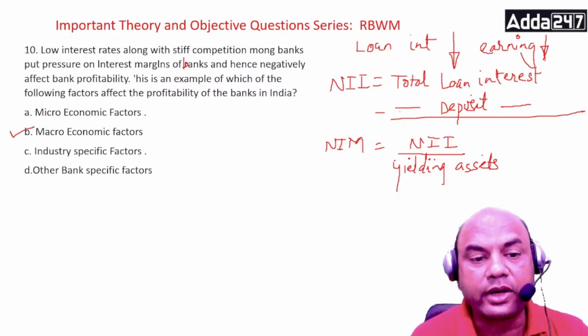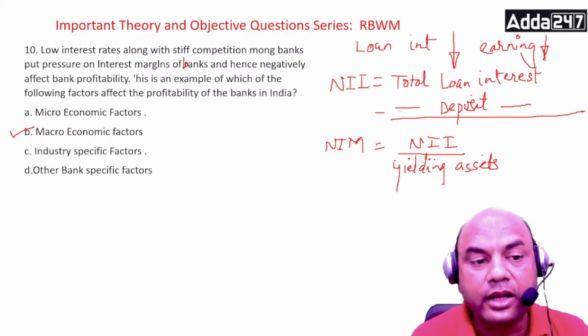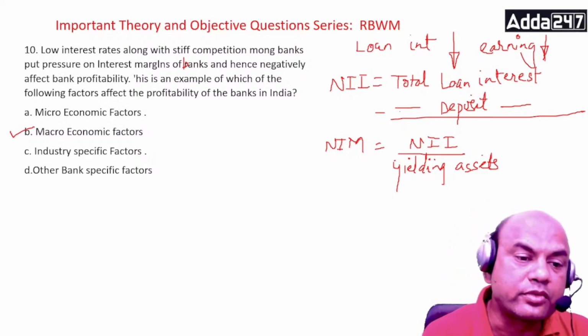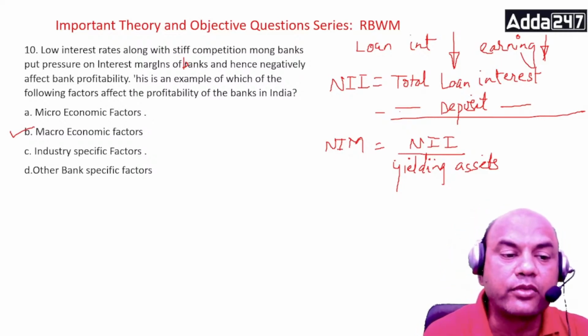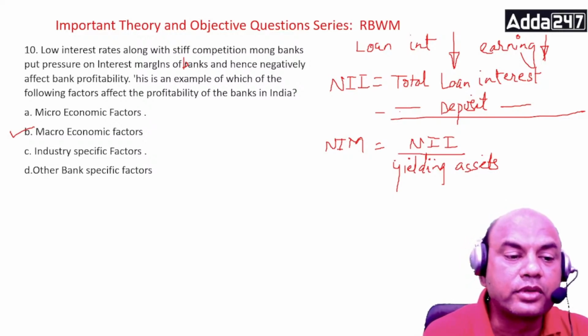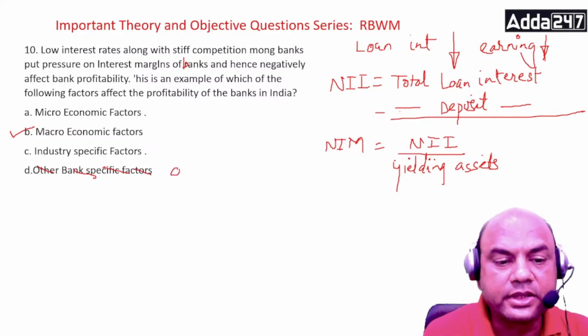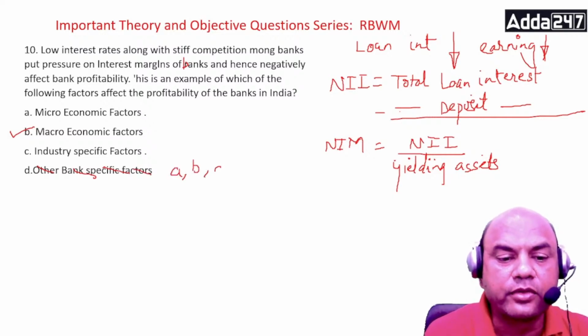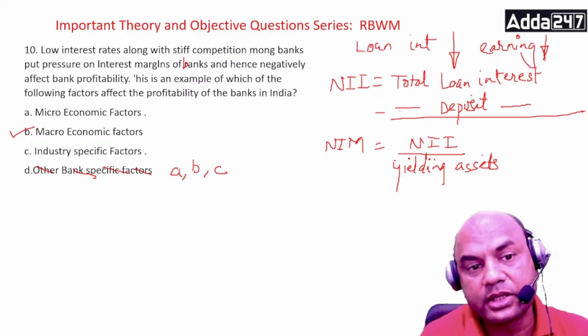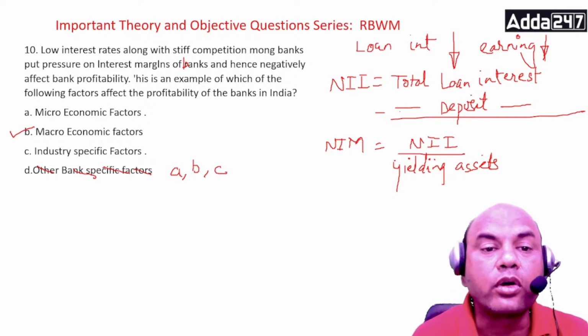Which of the following factors affect the profitability? Macroeconomic factors, along with the above sentence, are affecting it. In this question, if in the exam they give you these four options, then you have to choose macro. But if option D is "all of the above," meaning A, B and C, then you have to choose D.